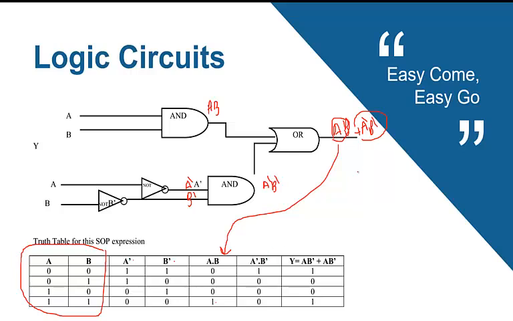What about A dash B dash? I will multiply, or get AND, between A dash and B dash. 1 and 1 will be 1, 1 and 0 will be 0, 0 and 1 will be 0, 0 and 0 will be 0. After that I'm getting the plus, which is OR between these two columns, which is the output Y. 0 or 1 will be 1, 0 or 0 is 0, 0 or 0 is 0, 1 or 0 will be 1, and this is the truth table for this example.